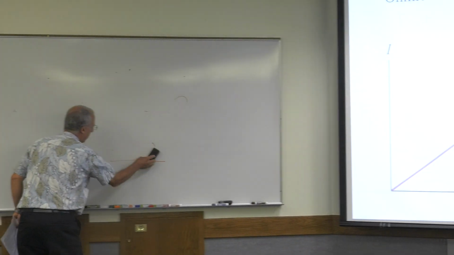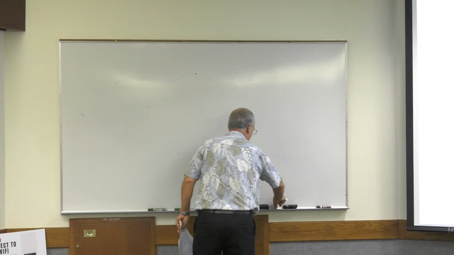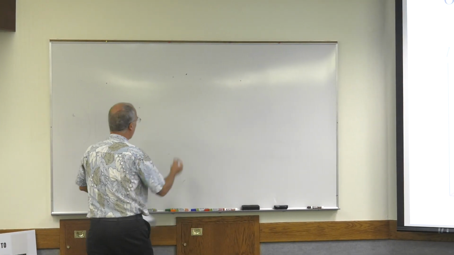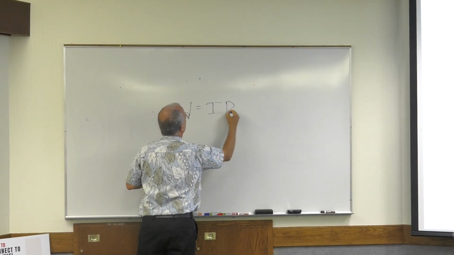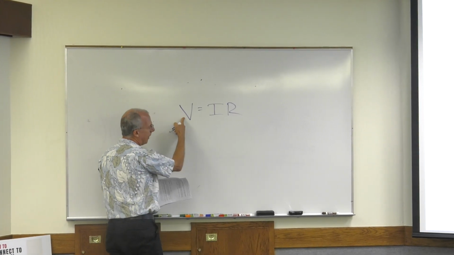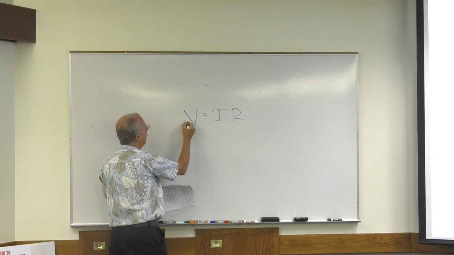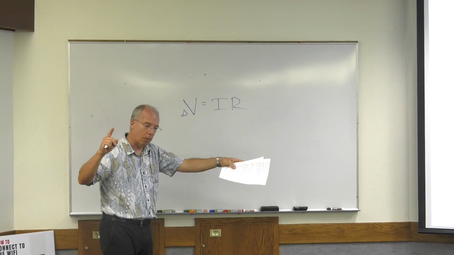Wires doesn't work for other things, so we have to be careful. So let's look at this graph. Start with V equals IR. Now, sometimes you write V equals IR, you're just being lazy. What you really mean is delta V, because there's a potential difference between one end of the wire and the other end.